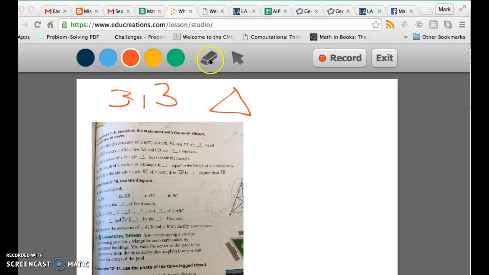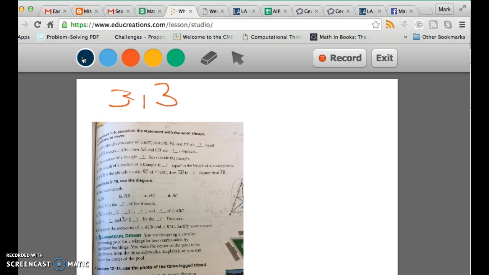Okay, so we're going to do some problems from page 313 of the McDougall-Littell geometry textbook because it's a chapter test review and we're giving the chapter 5 test tomorrow. So if you're having trouble seeing this, go to page 313 and you can see it better there.